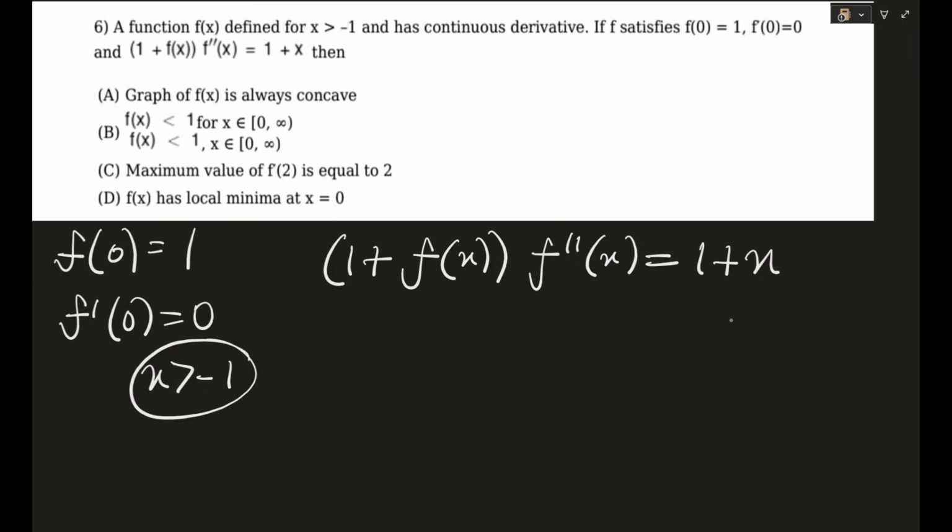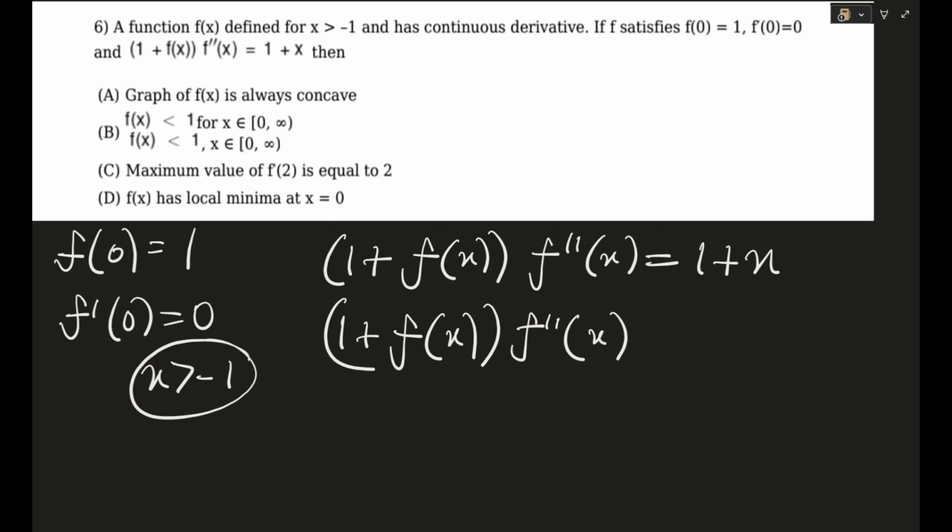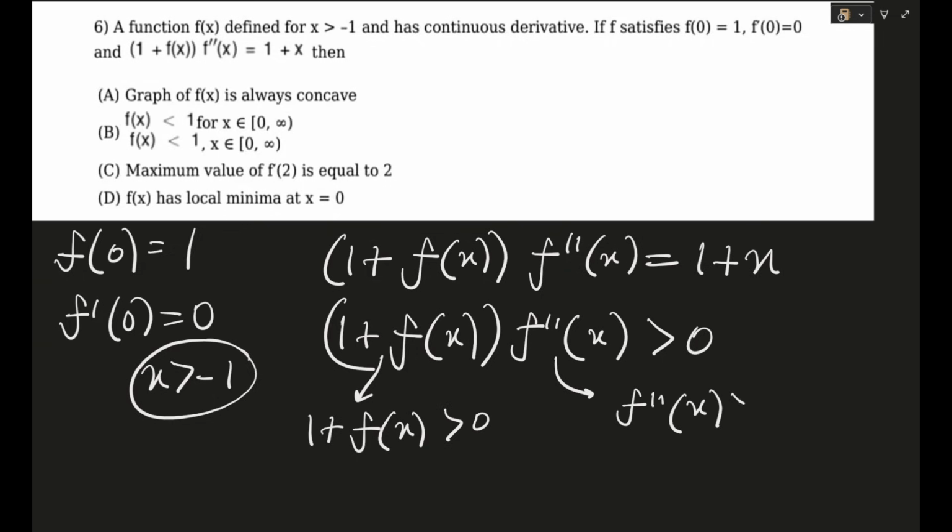It is always greater than 0. It can't be negative, it can't be equal to 0, which means that your 1 plus f of x multiplied by f double dash x will also be greater than 0. So from here what we can infer is either 1 plus f of x is greater than 0 or f double dash x is greater than 0. Maybe either of them, maybe both, we don't know.